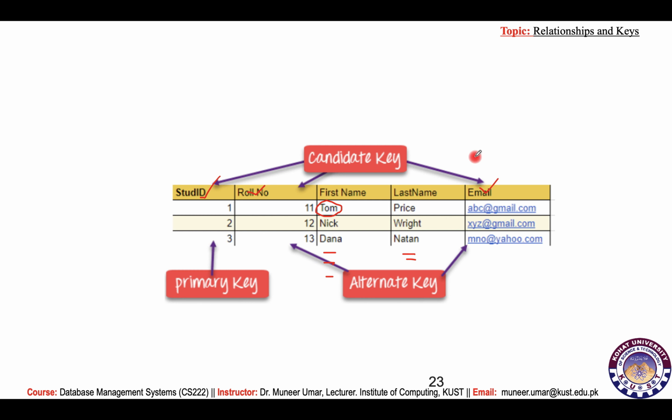Now these three can be said to be the candidate keys. If we choose a key from these three, then that would be the primary key. Or we can say that the primary key is chosen from the candidate keys and the remaining candidate keys are called alternate keys. STD, student ID, is now the primary key and roll number and email are now candidate keys and also the alternate keys.